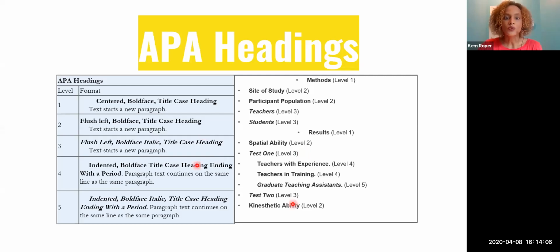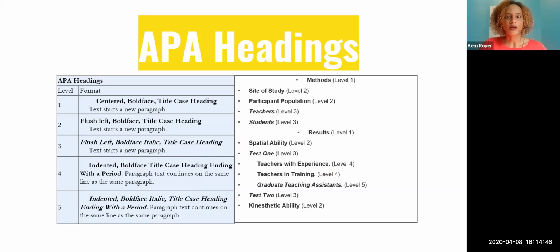So they have decided to talk more about test 1, which means that they need to go all the way down to a level 4 heading in order to talk about teachers with experience versus teachers in training versus graduate teaching assistants. This is the example that we have. So for this level, if you were to go that far into it, depending again on what your topic is and how much information is needed, these headings then do not begin a new paragraph, but teachers with experience is simply indented, boldface, title case, and ending with a period, and then it continues with the paragraph from there.